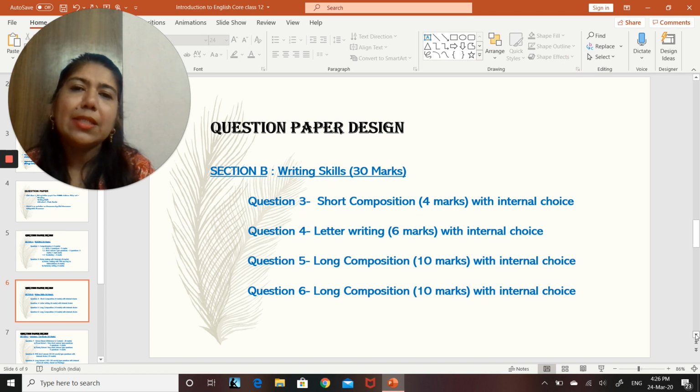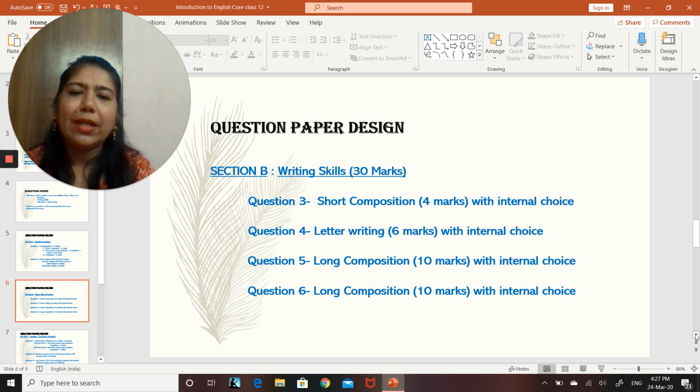The next is 6 marker letter writing. Again, an internal choice is given in this. Two different types of letters are given, and a student has to write one letter of his choice. Letters are going to include letter to editor, placing order, inquiry, cancellation, complaint, or job application. They can be business or official letters, or maybe a reply to any one of these situations.